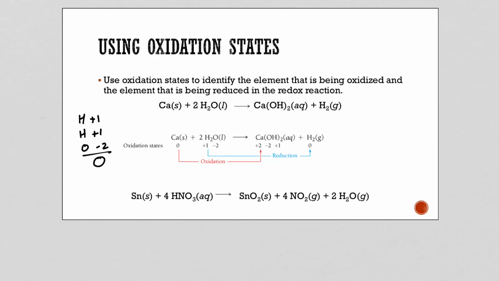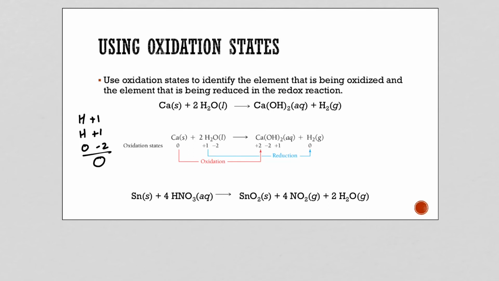If we go over to our product side, we have calcium, which is a group 2 metal within a compound. It has a +2 charge, following our rule. Oxygen has a -2 charge within the compound. Hydrogen has a +1 charge.